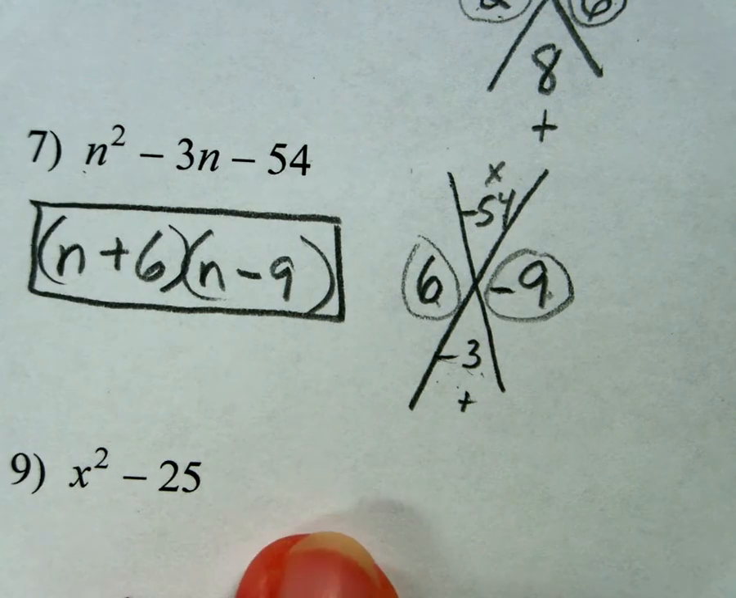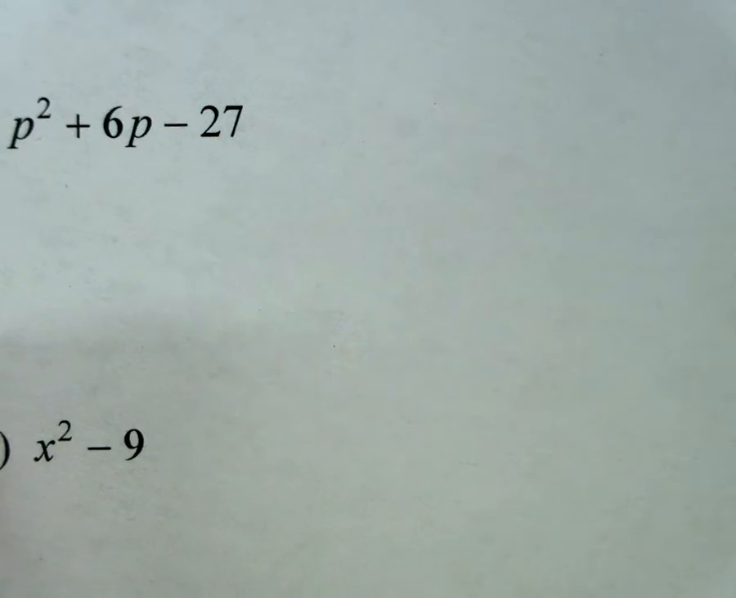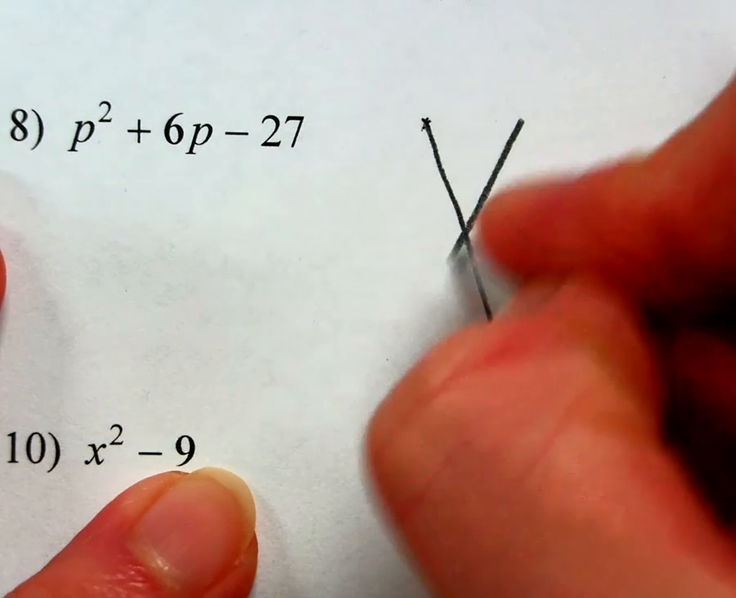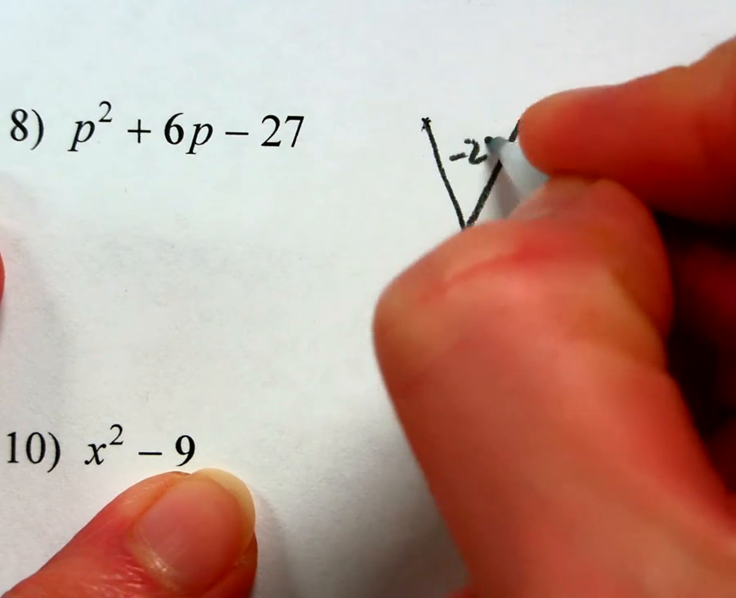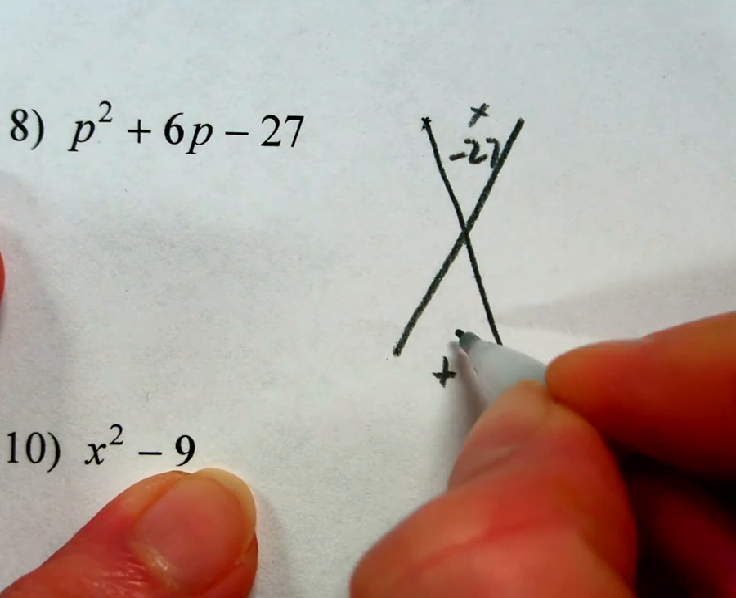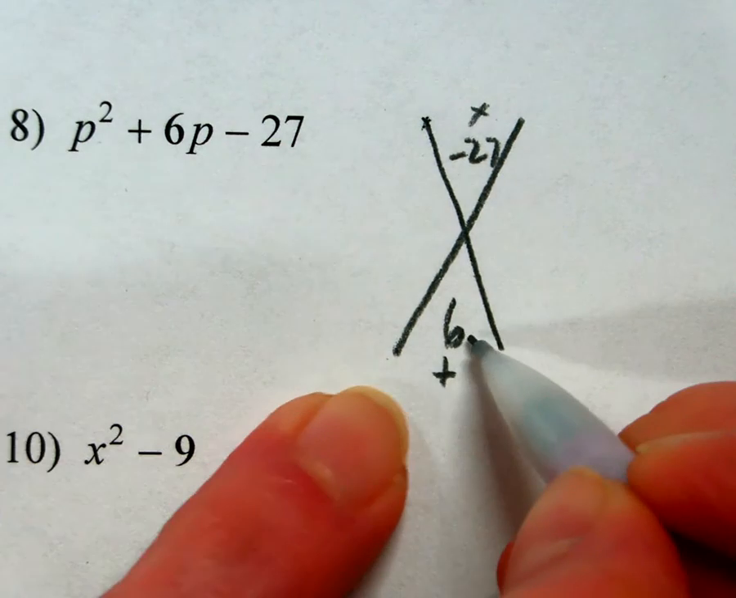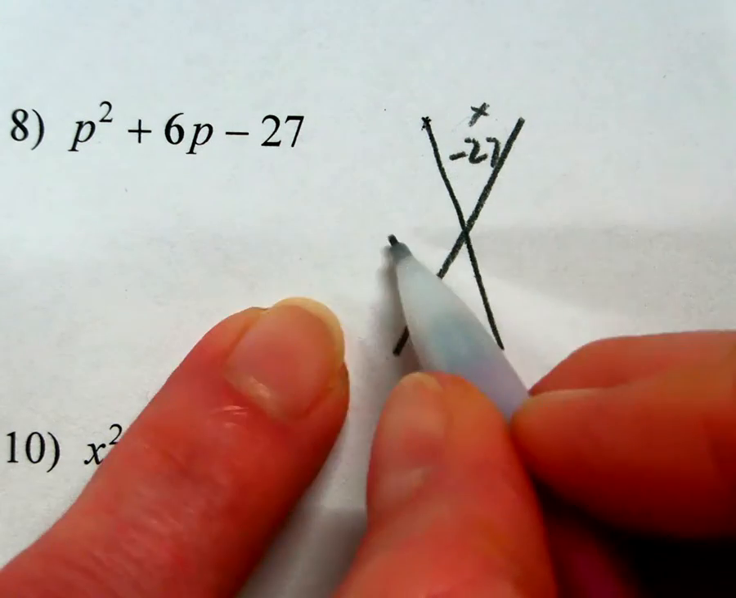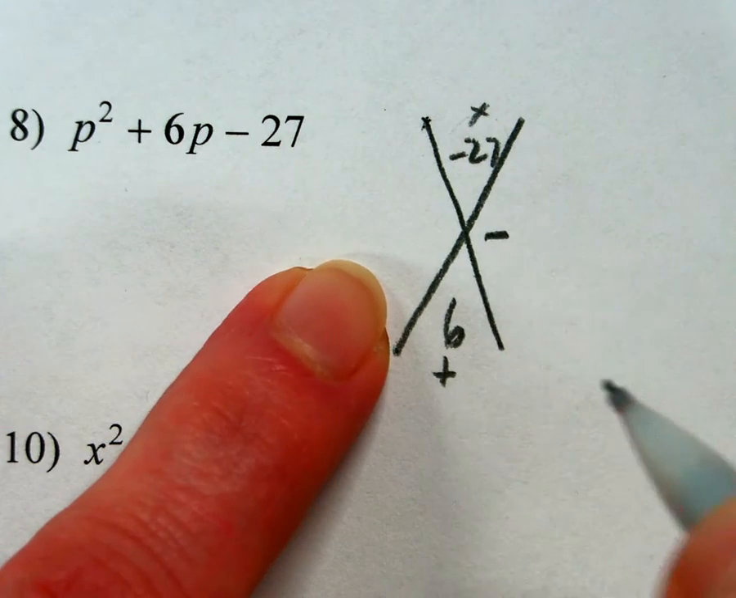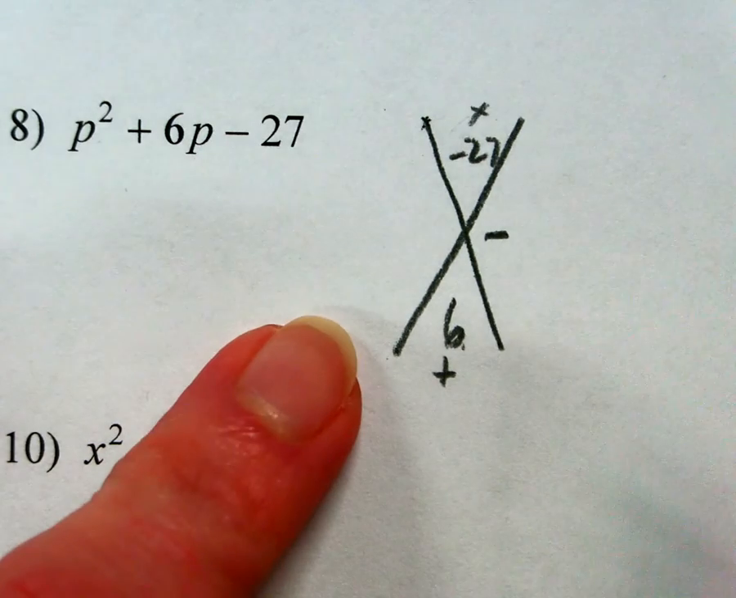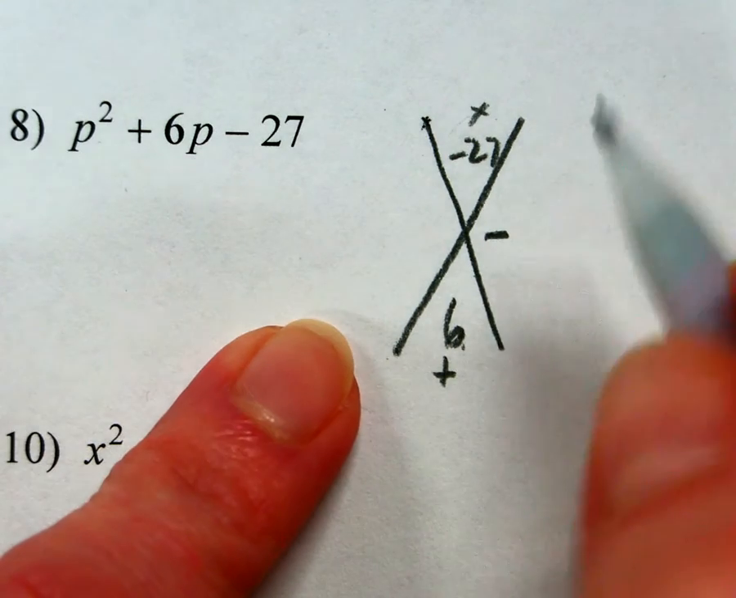Okay, there's one more of these. So let's take a look at number 8. So if we do our little puzzle, we're going to multiply to get negative 27. We're going to add to get positive 6. So because we're multiplying to get a negative, we know one's going to be positive and one's going to be negative. And it's going to have a difference of 6, since when you're adding a positive and negative together, they'll cancel out a little bit.